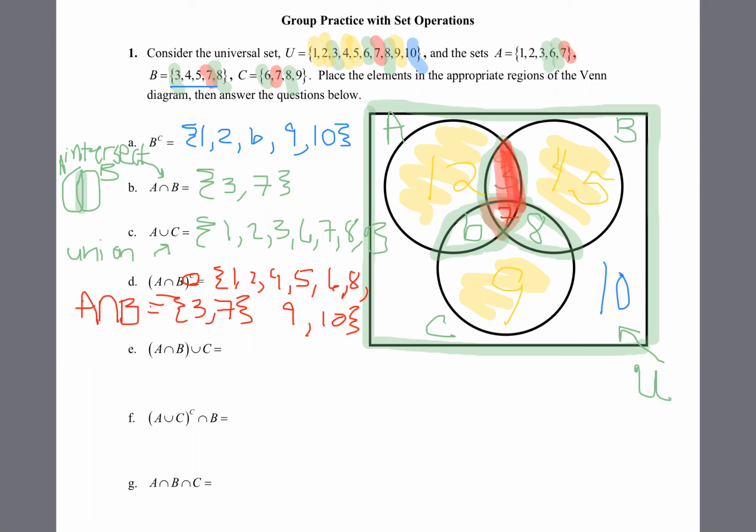So A intersect B complement was right here. So it's all of the other numbers: 1, 2, 4, 5, 6, 8, 9, 10.